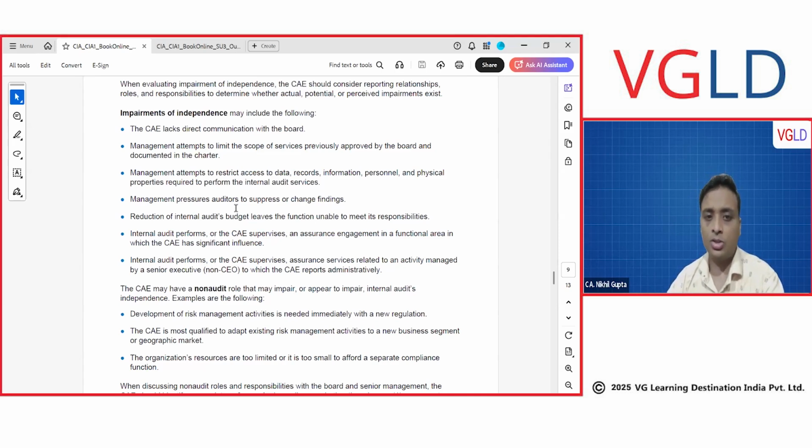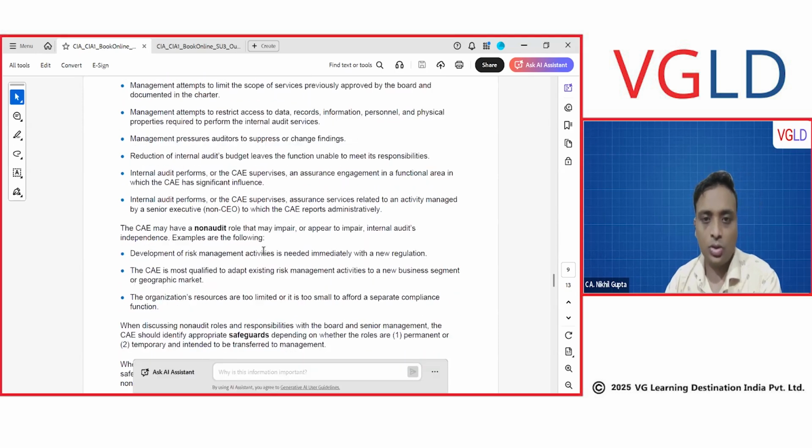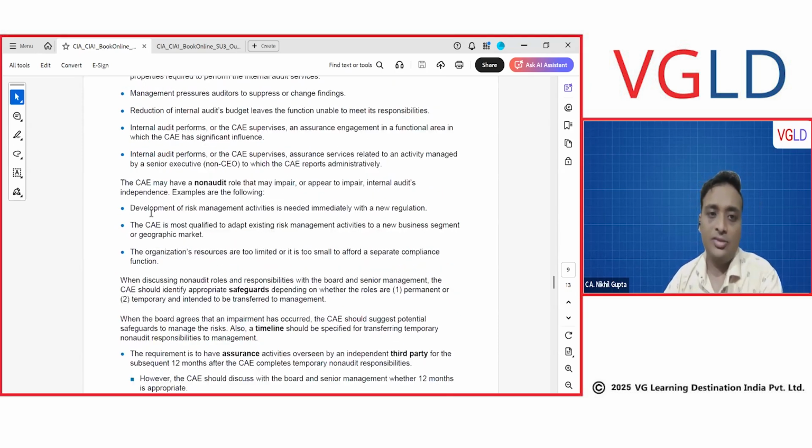Internal audit performs, or the CAE supervises, an assurance engagement in a functional area in which the CAE has significant influence. Internal audit performs, or the CAE supervises, assurance services related to an activity managed by a senior executive, who is non-CEO, to whom the CAE reports administratively. Also, the examples are: if the chief audit executive has a non-audit role, that may impair or appear to impair internal audit independence.